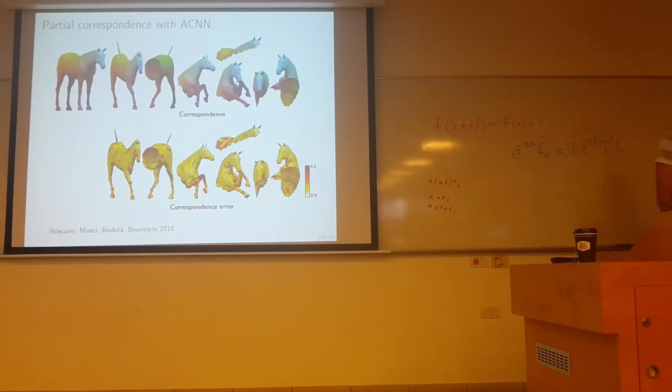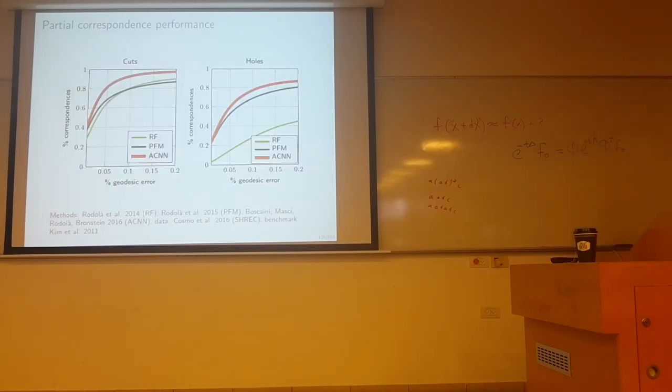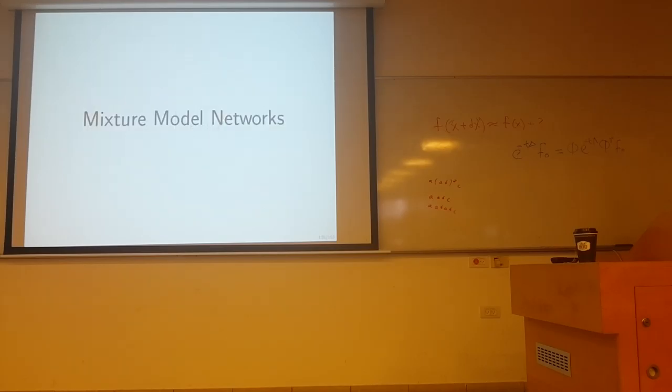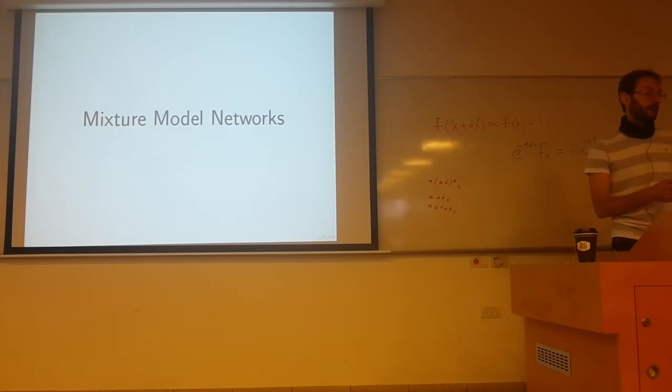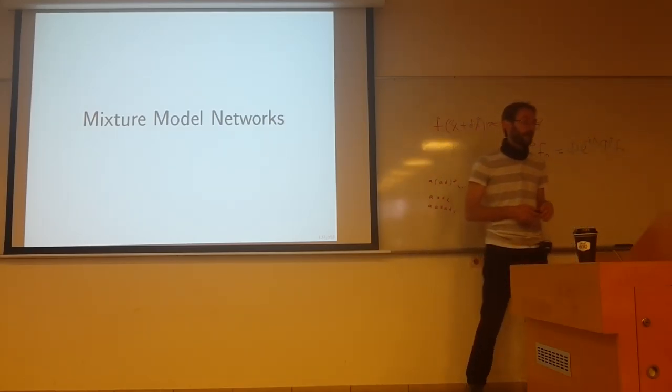So here are some examples of correspondence that can be obtained with this method. This is actually in combination with partial functional maps, which some of you might have seen; I gave this talk a week ago. Basically, we can deal with quite extreme cases of correspondence. You can see that this dog is very suffering. There's almost nothing left of this shape, and still the correspondence is very nice. And these are some curves that evaluate the performance on these data sets.